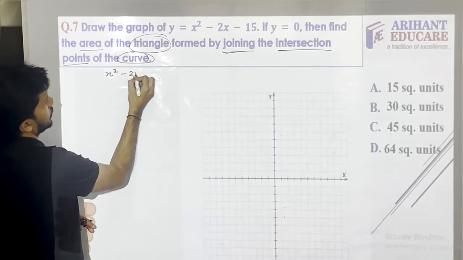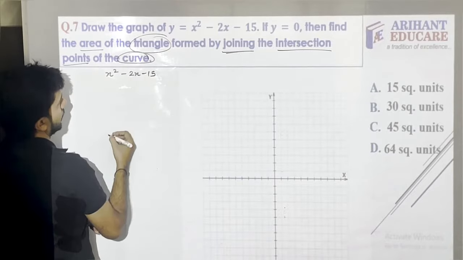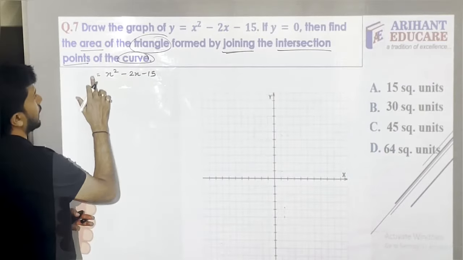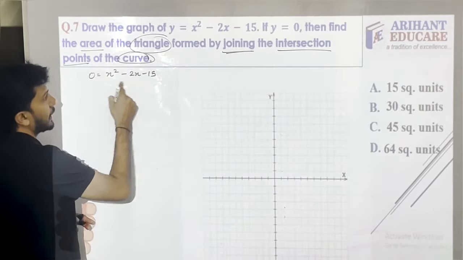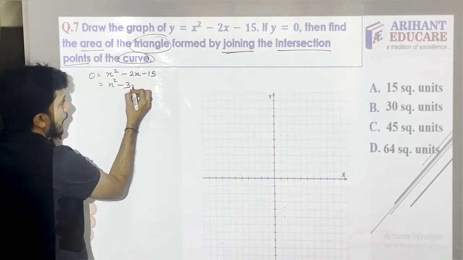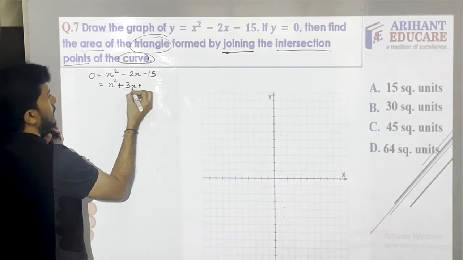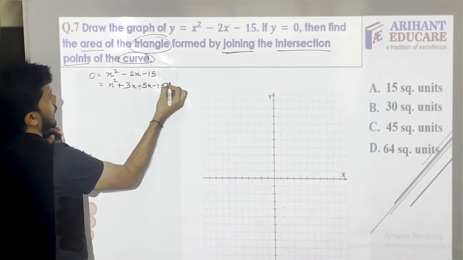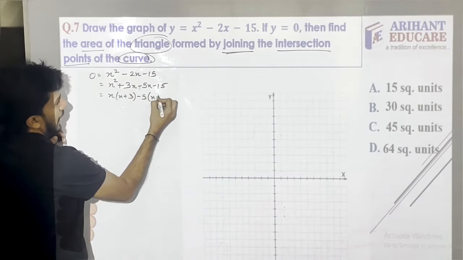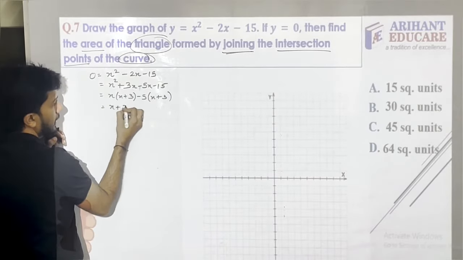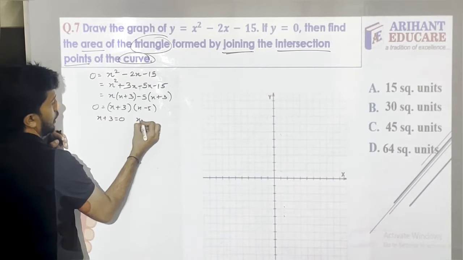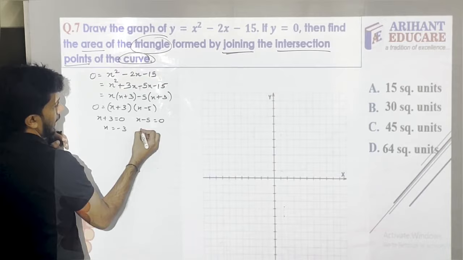We have x square minus 2x minus 15. This is the value of y. If y is 0, I can replace this with 0. Can you factorize this for me? x square minus 5x plus 3x minus 15. So now this becomes x minus 5 into x plus 3, and all of this is 0. So I can say x plus 3 is 0, x minus 5 is 0, x is minus 3, x is 5.